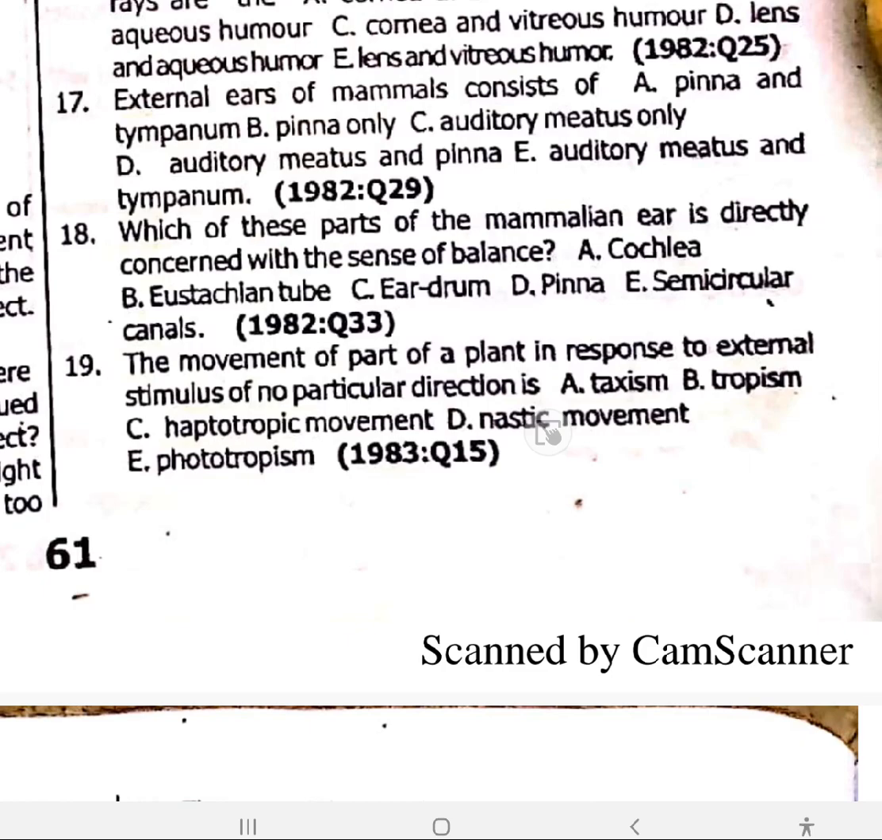Phototactic is due to light. When light comes, the plant will move away or move towards the light. Chemotactic, you pour chemical, the plant tries to shift from the chemical after some time. Or thermotactic.